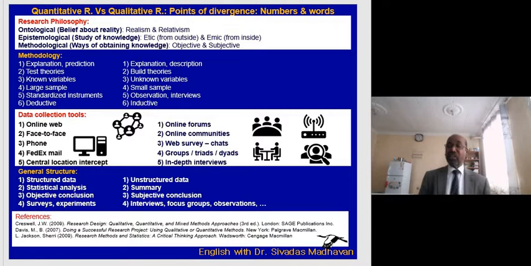And the third point is, in quantitative research, you are dealing with the known variables.